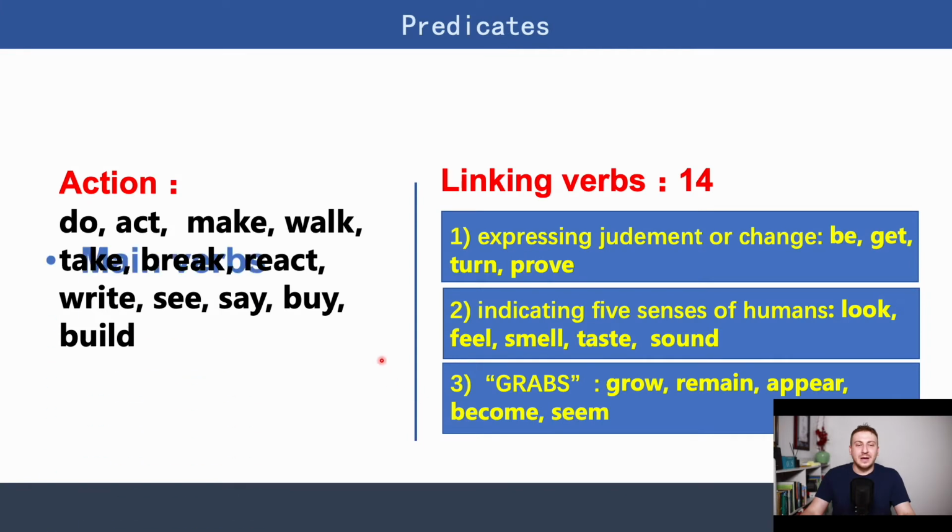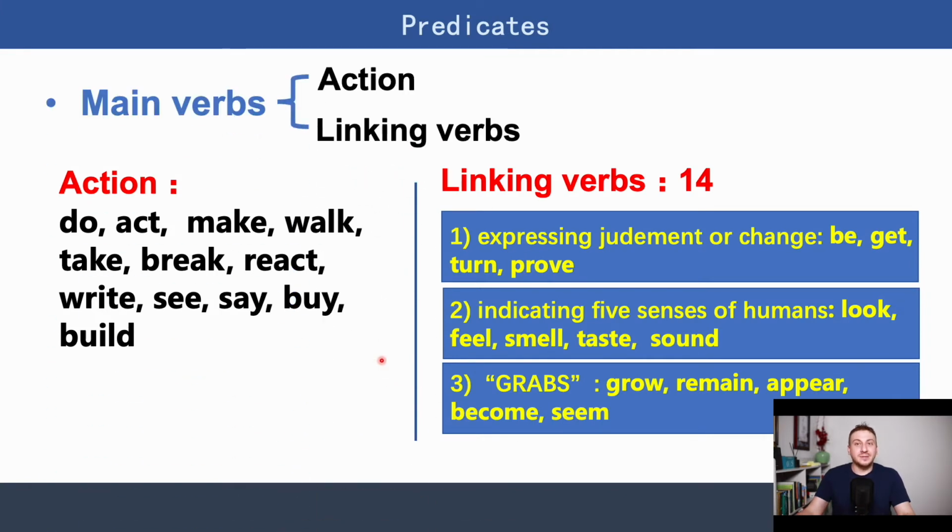Now, we do have two types of main verbs. We talked about auxiliary verbs, right? Could, may, have, and so on. But we also have main verbs. The two types of main verbs are action verbs and linking verbs. Now, action verbs can be do, act, make, walk, take, break, react.